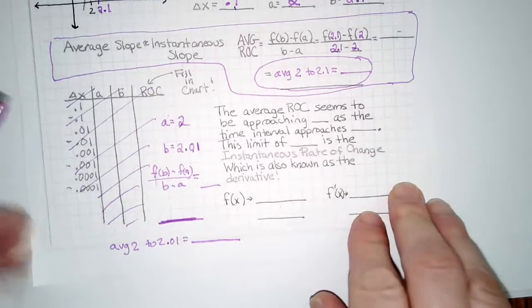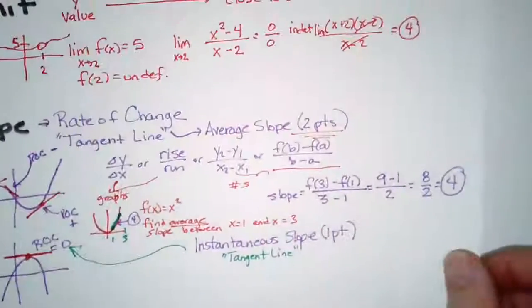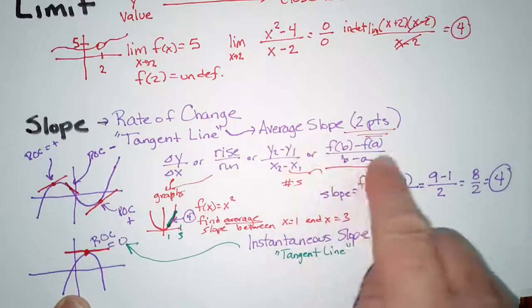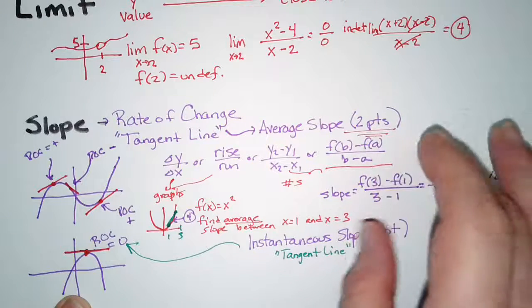Please remember the only thing you're doing today on your own is using average slope by using 2 points in this formula. And here's an idea of what the instantaneous slope would be close to, because we're making the interval really small. That's all the new work you're doing.